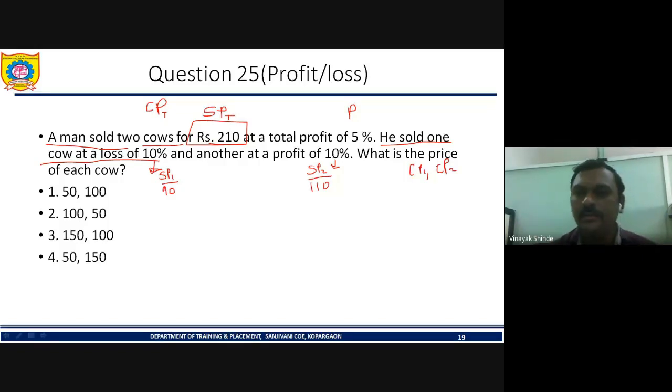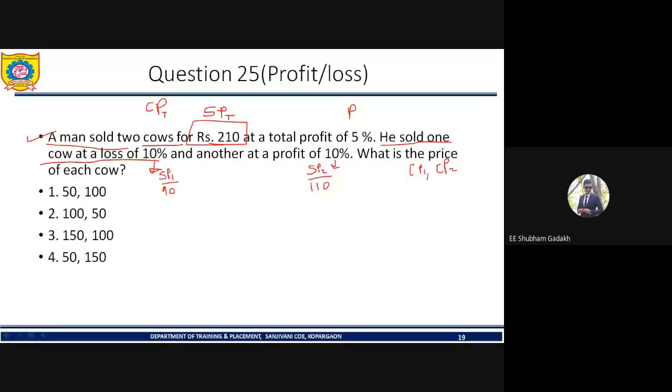This is not a simple question. Such questions are coming in the placement drives of companies like Accenture. So a man sold 2 cows for rupees 210. So total selling price, total profit, 5%. Now you tell me the total cost price. Total cost price बता दो. Shubham, you have given the final answer. Tell me how much is the total cost price? 200.